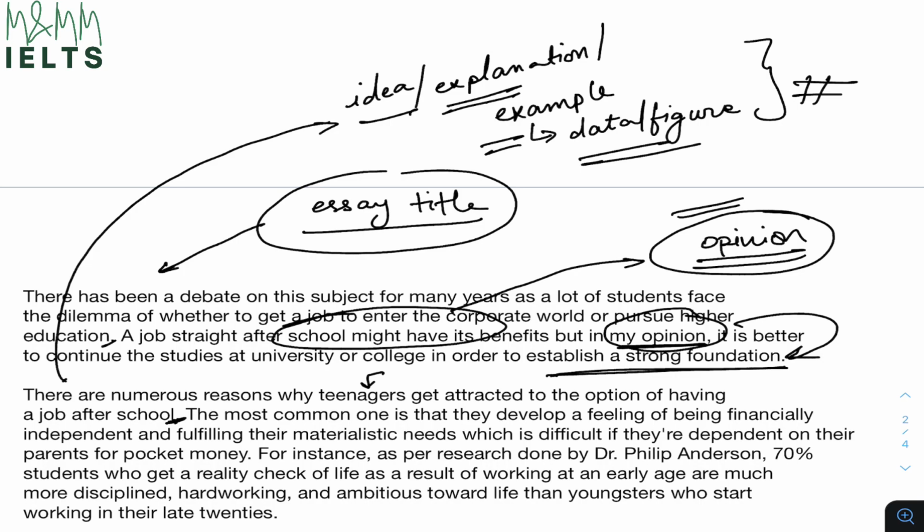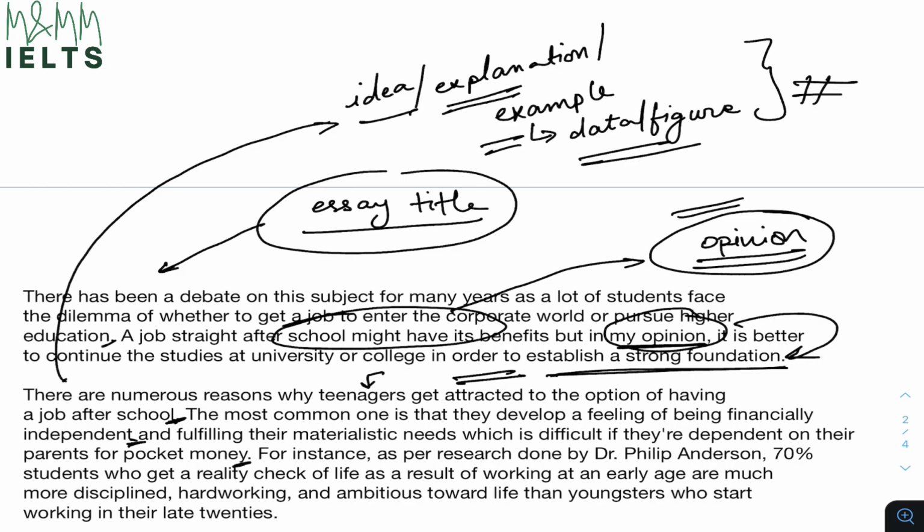All right. The second sentence: the most common one is that, so I've shared that there are many reasons that students or children, or teenagers especially, get attracted to a job after school. I'll share one of them. That's how I'm trying to write. The most common one is that they develop a feeling of being financially independent and fulfilling their materialistic needs, which is difficult if they are dependent on their parents for pocket money. This is, I would say, the idea and a little description or explanation of the idea.